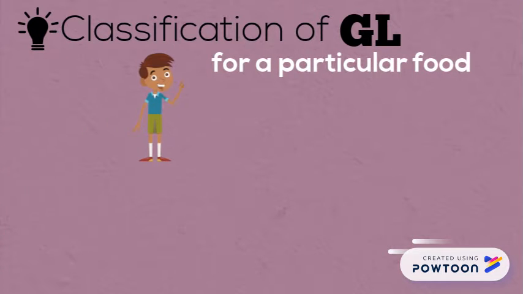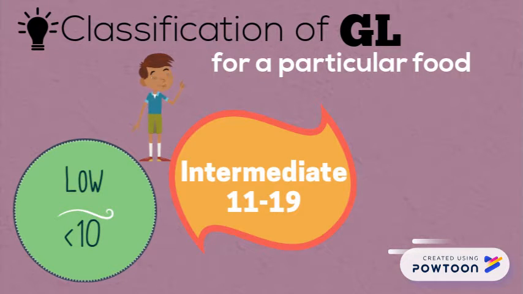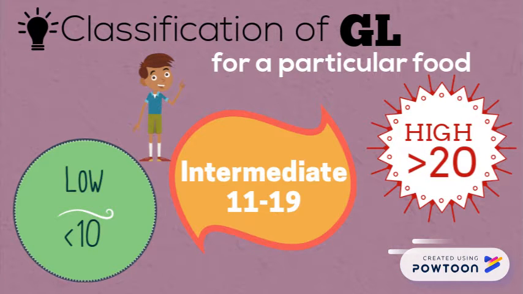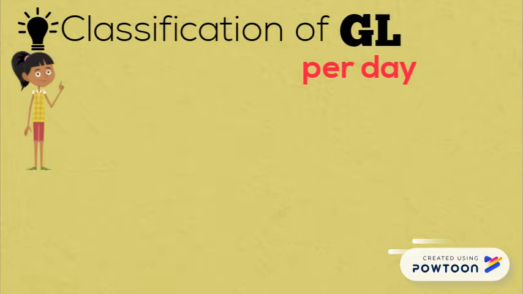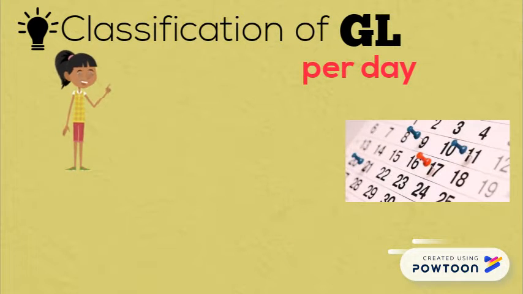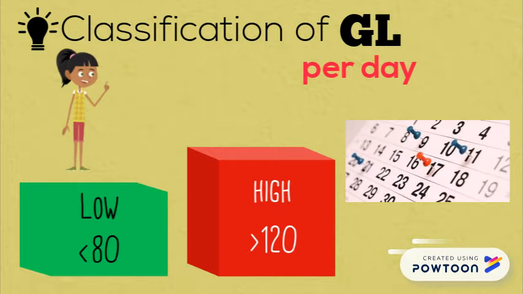Then we have the classification of the glycemic load for a particular food. It is low when it is less than 10, intermediate when it is between 11 and 19, and high when it is more than 20. We also have the classification of glycemic load per day. It is low when it is less than 80, and it is high when it is more than 120.